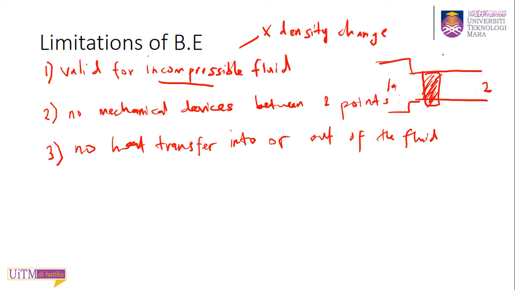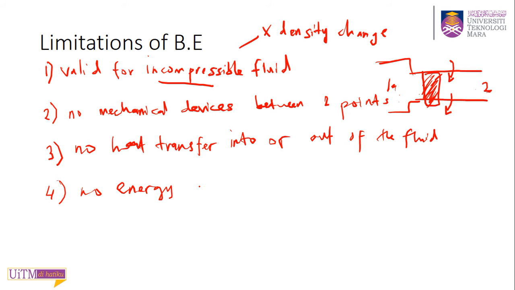So there is no heat coming in or going out of the system. There's no heat transfer. And the last one, the rule is, if you want to use this Bernoulli equation, there must be no energy loss. Okay, so we said that before.